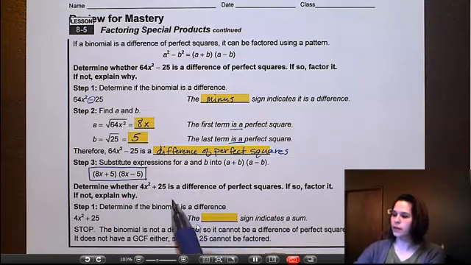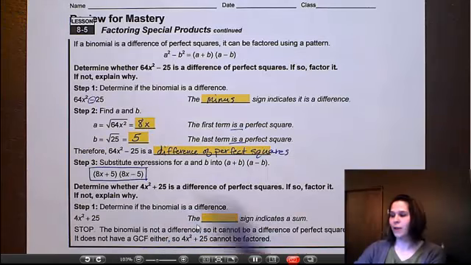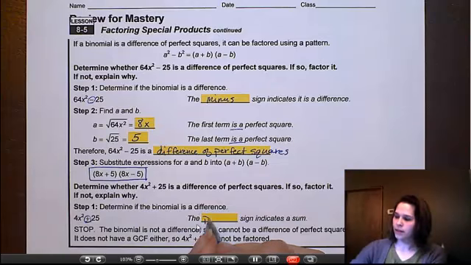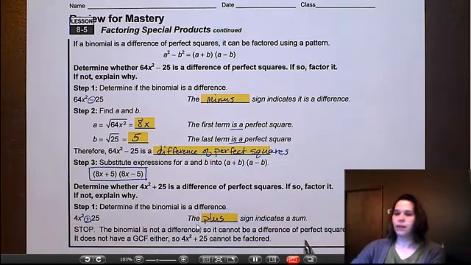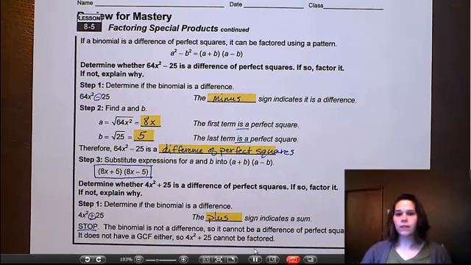Okay, next example. Determine whether 4x squared plus 25 is a difference of perfect squares. Right away, determine if it's a difference. Well, what do we have? The plus sign indicates a sum. We don't even have a difference here. So it says stop. The binomial is not a difference, so it cannot be a difference of perfect squares.